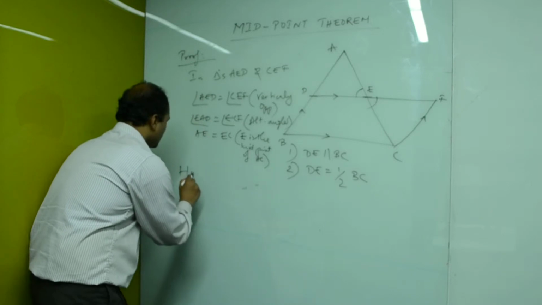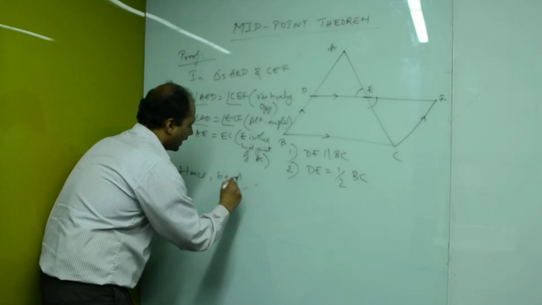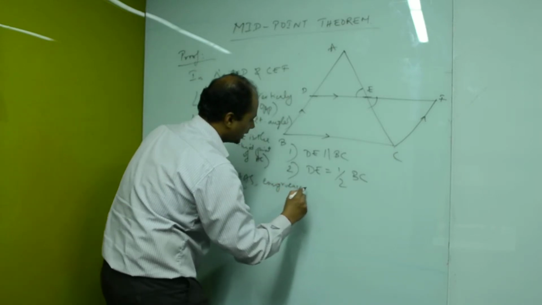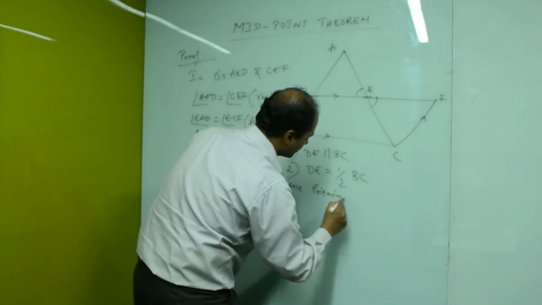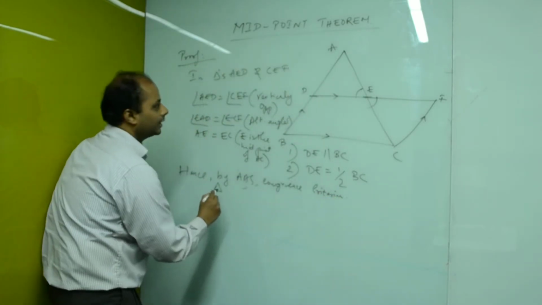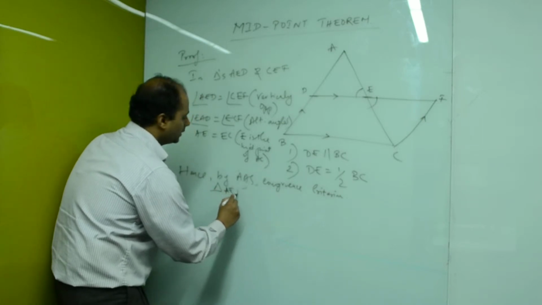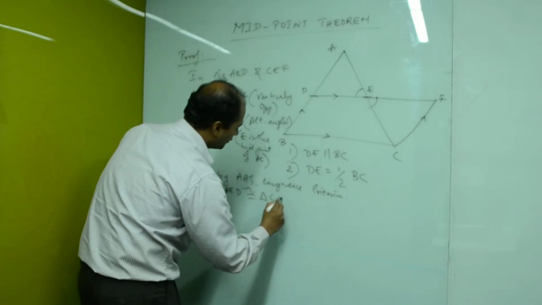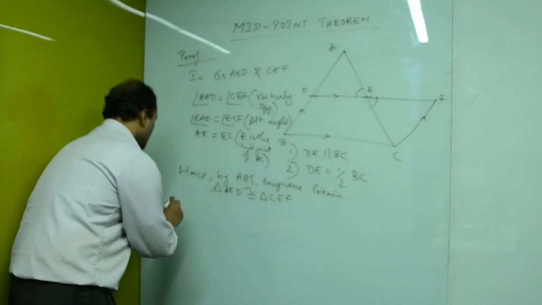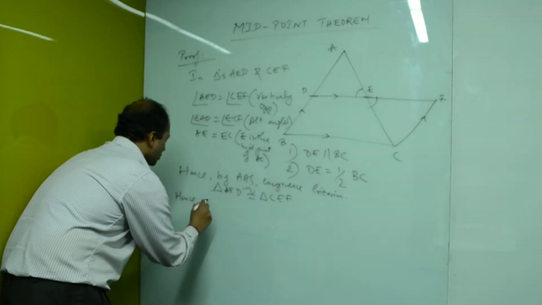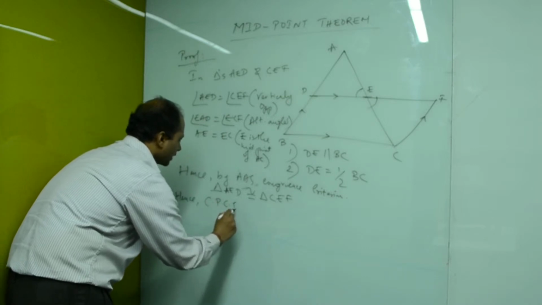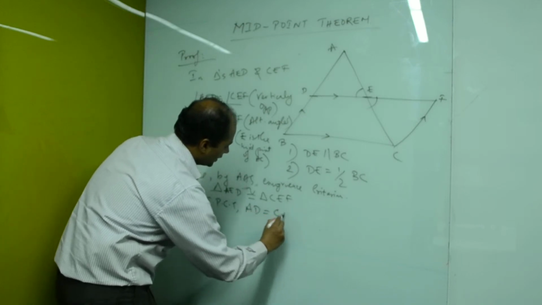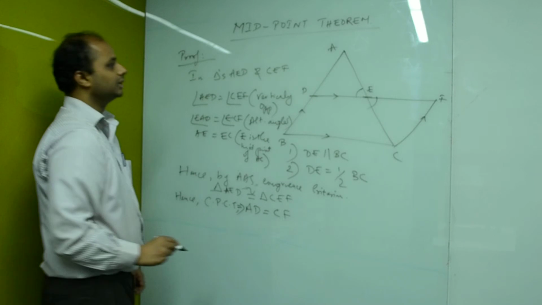Hence, by the angle-side-angle congruence criterion, triangle AED is congruent to triangle CEF. Hence, by the corresponding parts of congruent triangles theorem, we have AD is equal to CF. AD equals CF.